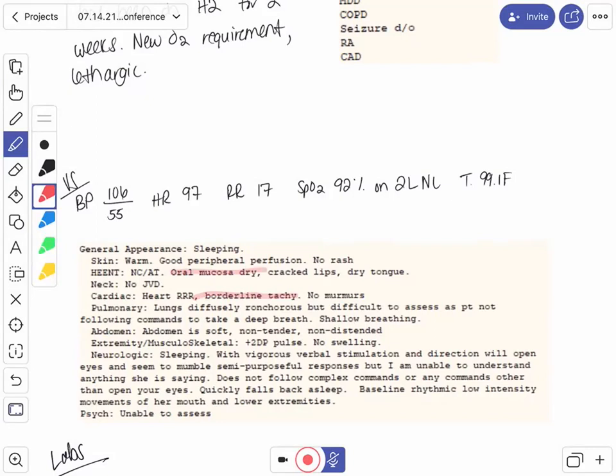And then in terms of her neurologic exam, she's pretty sleepy, had to have vigorous verbal stimulation to be able to open her eyes. She's talking, but maybe not fully understandable, not able to follow complex commands, and then has this baseline rhythmic, low intensity movement of her mouth and lower extremities. Any other questions that you guys have for her physical exam?